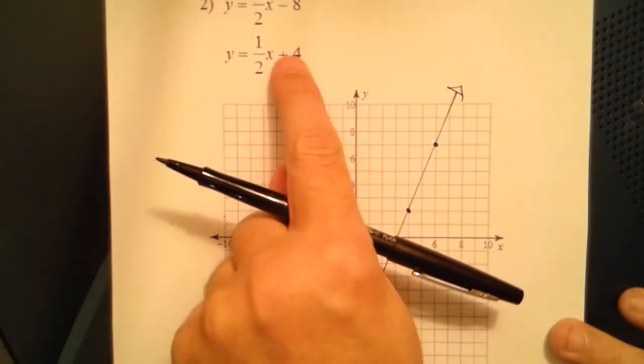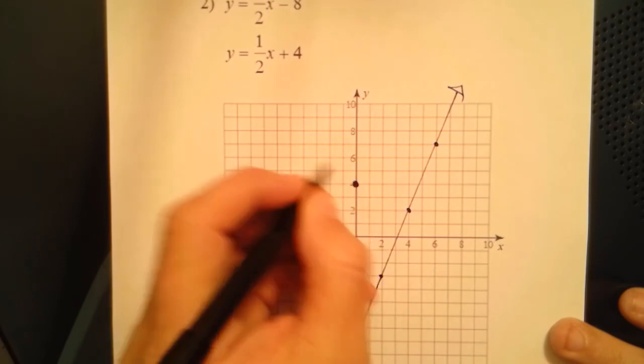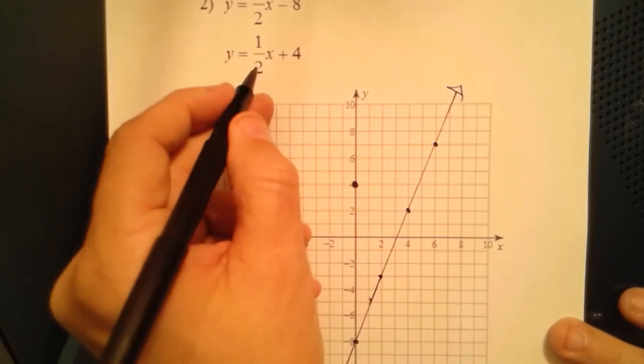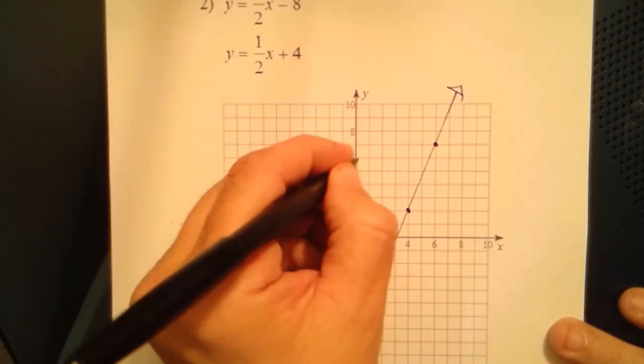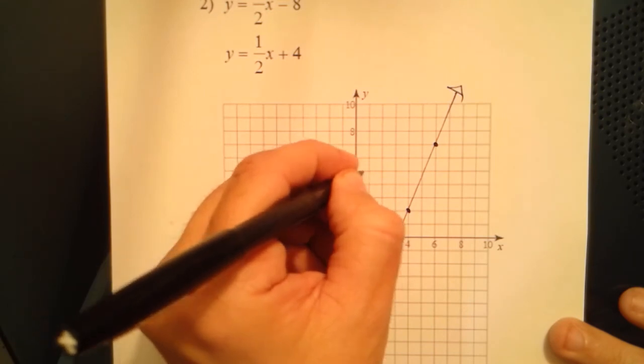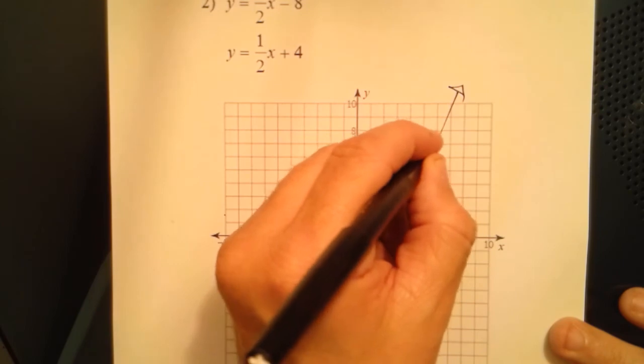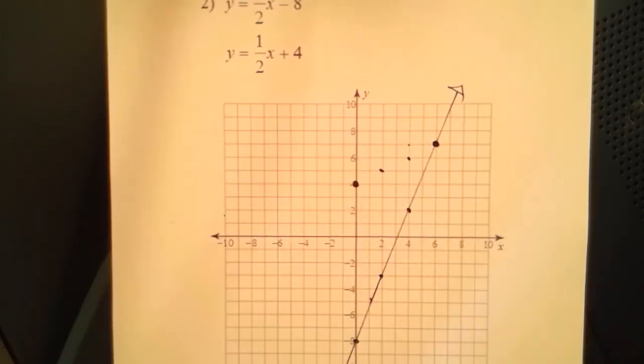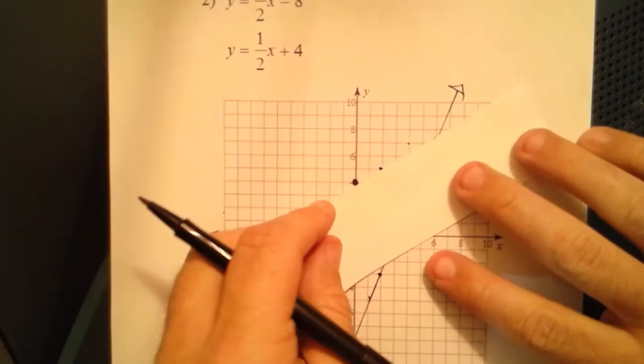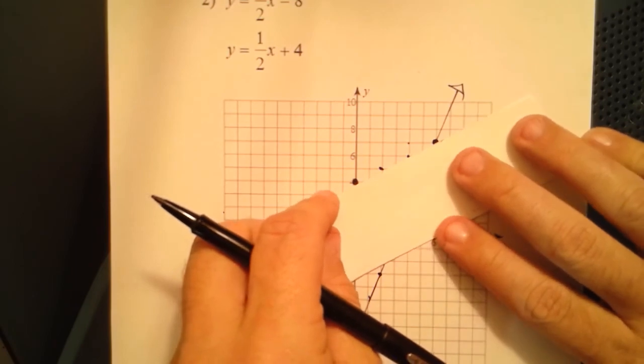It starts at +4, which is this point right here, and follows a 1/2 slope. Up 1, over to the right 2, 1, 2, up 1 to the right 2, up 1 to the right 2, and it's going to cross at that point right there. Let's go ahead and cross our graph, connecting our dots.